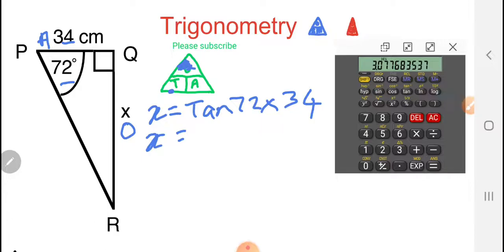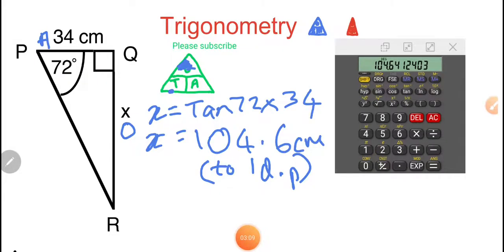We don't have to write all of that down, we're going to round it up. Okay, so after we've done that, don't forget to times it by 34. So that gives us a value of 104.64. So 104.64 rounded to one decimal place is 104.6. So as you can see, I've written it down here. x is equal to 104.6 centimeters to one decimal place.